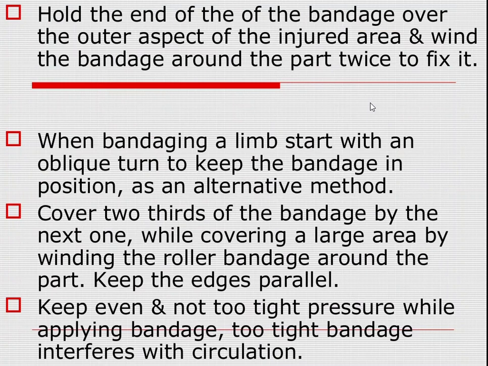When bandaging a limb, start at the oblique end, in the form of a figure of 8. Next, cover two-thirds of the bandage with the next turn. It means that when we are bandaging in circles, two-thirds of each bandage is covered by the next one, the whole roller overlapping around the part. And keep the edges parallel.